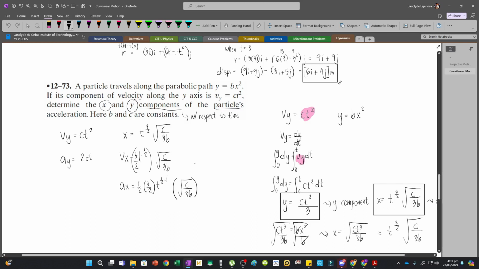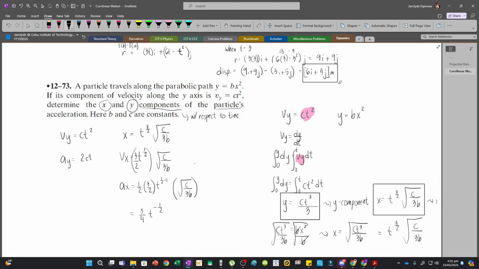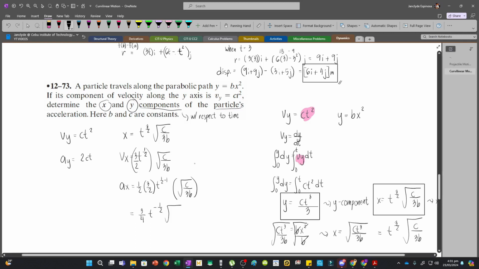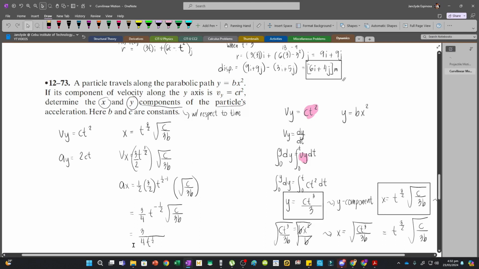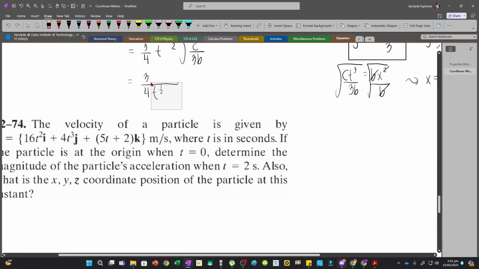And then 1 half times 3 halves will give us 3 over 4. So this is 3/4 multiplied by t to the minus 1 half times this constant term, the square root of c over 3b. So we now have 3/4, and then let's just move this down since the exponent is negative. So we have t to the 1 half at the bottom, so we will remove the minus. And essentially, t to the 1 half is just the square root of t.